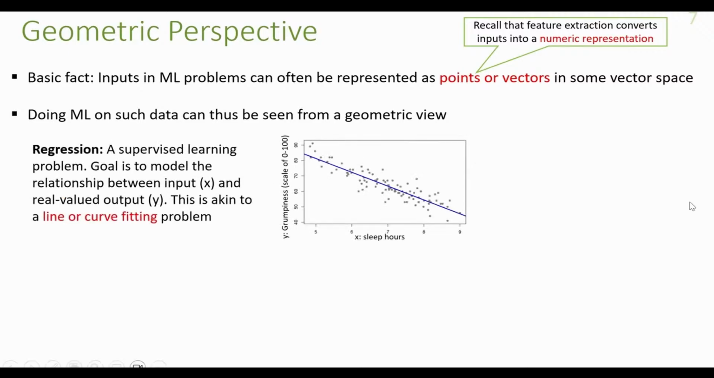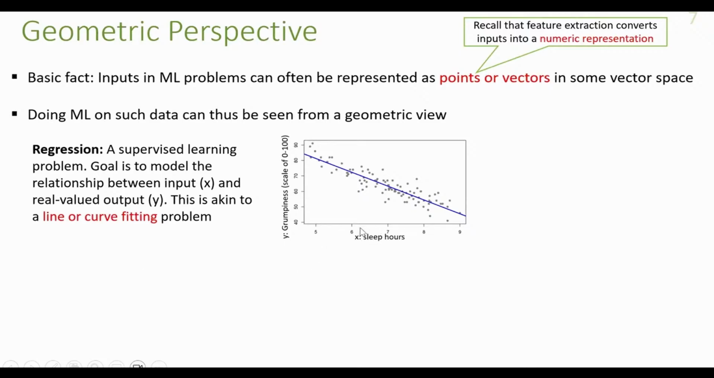Okay. So let's say you are solving this regression problem. Again, in regression, what exactly do we do? We predict a real valued output for any given input, right? Here on the x-axis we have sleeping hours, and on the y-axis we have grumpiness. So given the sleeping hours, we are predicting grumpiness, right? So it's a regression problem because we are predicting grumpiness, and grumpiness is a real valued output, right? Okay.